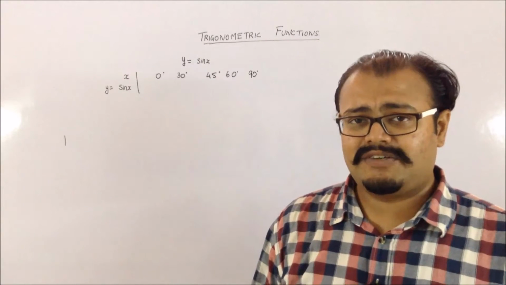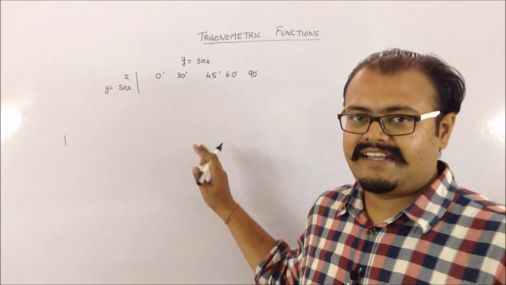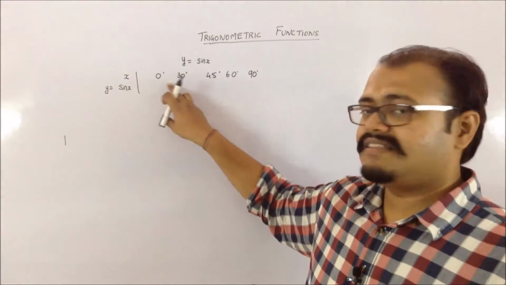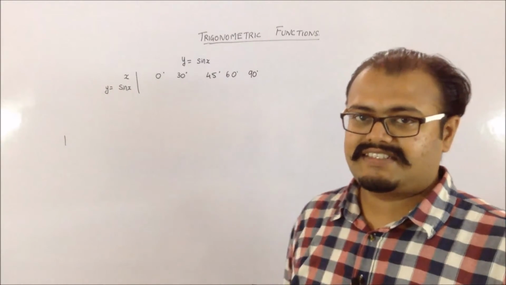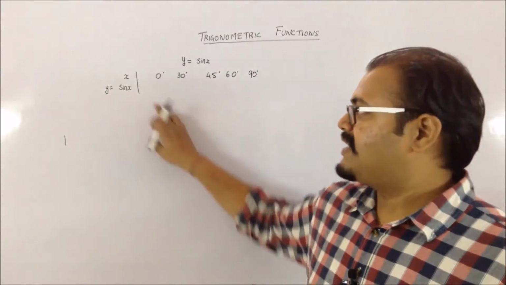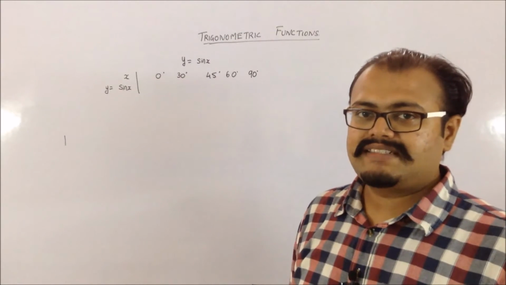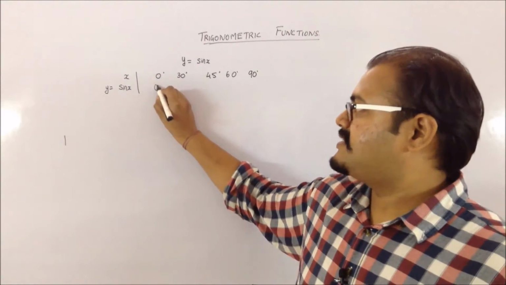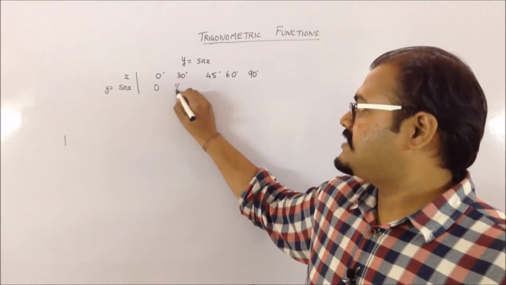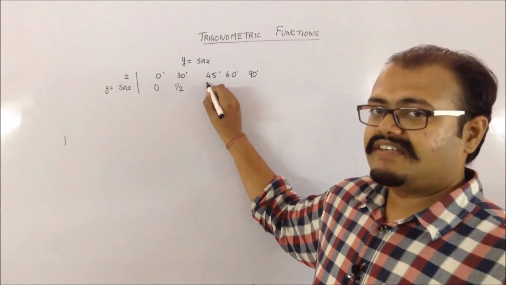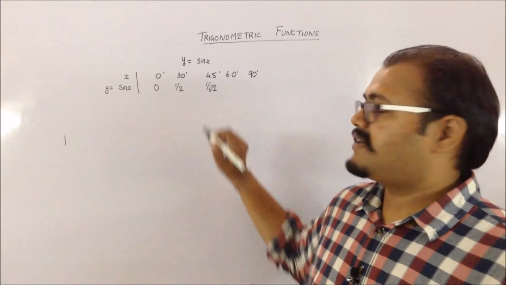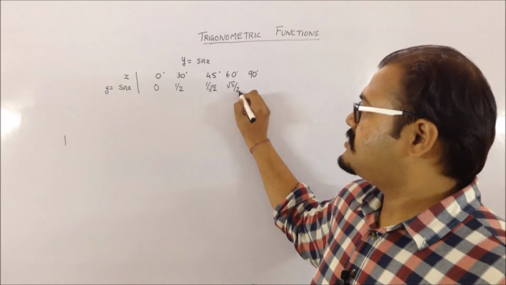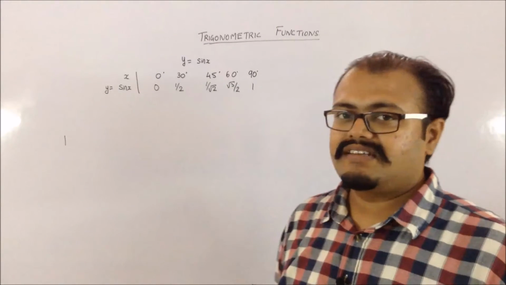In your 10th standard you had done a table in which you took various values of x, that is 0, 30, 45, 60 and 90, and then wrote the corresponding values of sine. Sine of 0 is 0. Sine of 30 is half. Sine of 45 is 1 by root 2. Sine of 60 is root 3 by 2. And sine of 90 is 1.